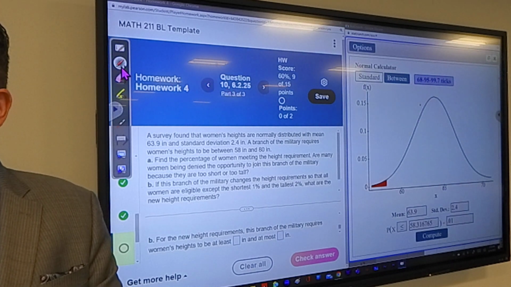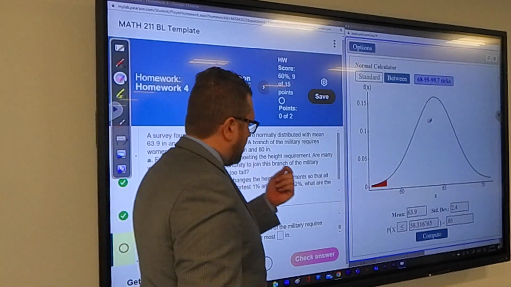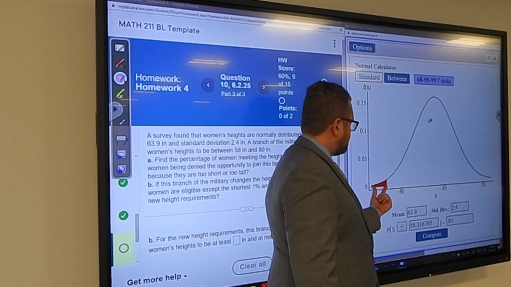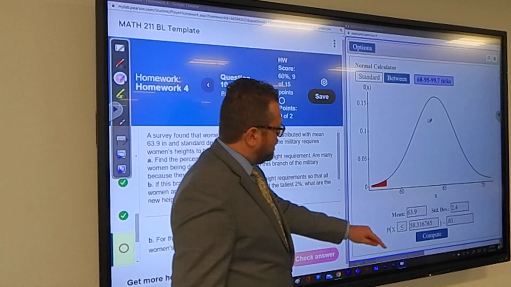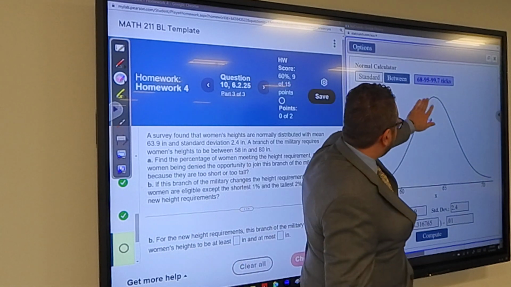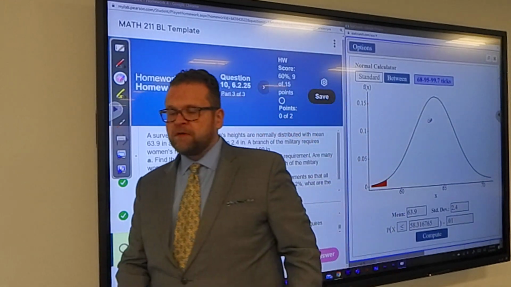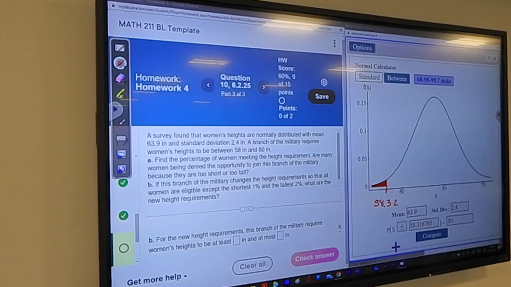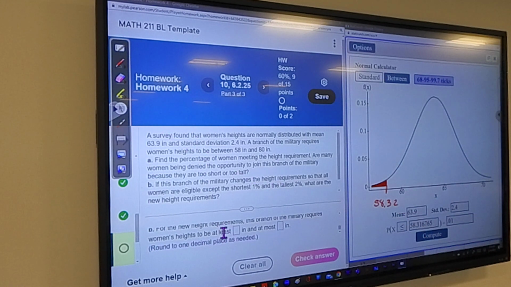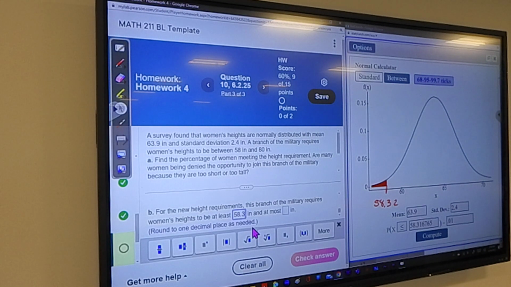Now we have a picture of the bottom 1%. So this red shaded area that extends into the tail out to infinity is 1% of the area. And the corresponding height right there below the edge of that red is 58.32. All right, so that's the lower limit, 58.3 inches tall.